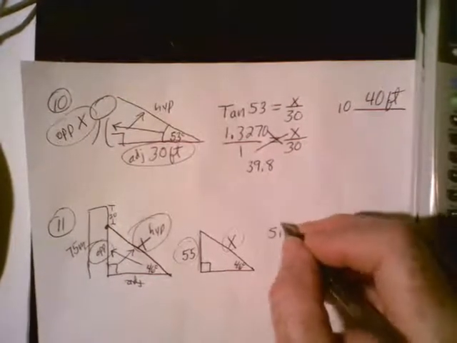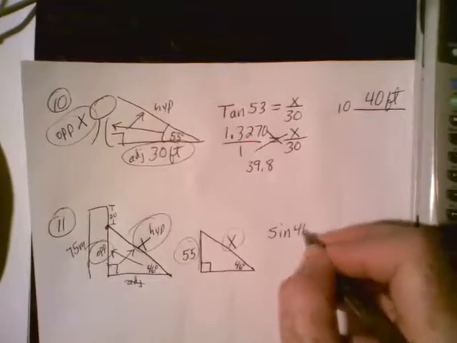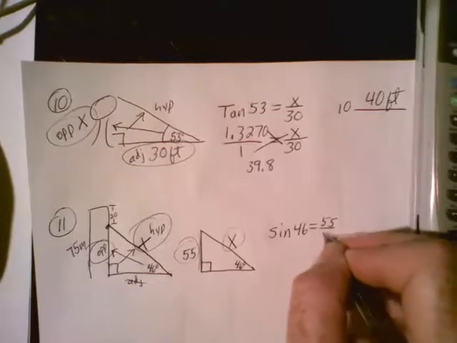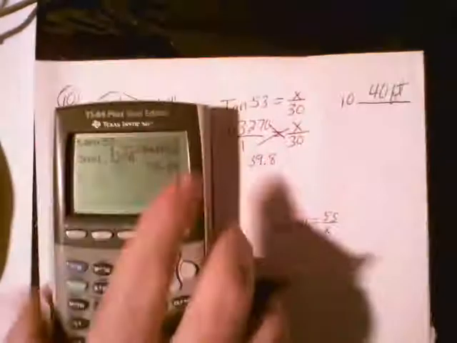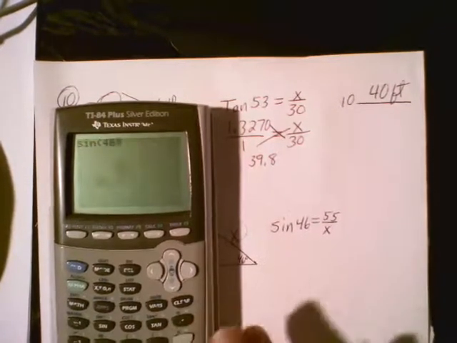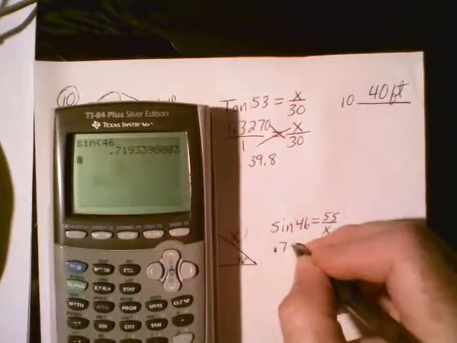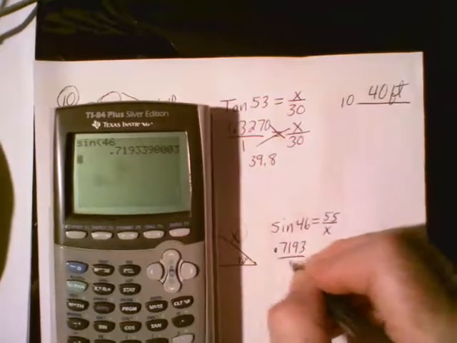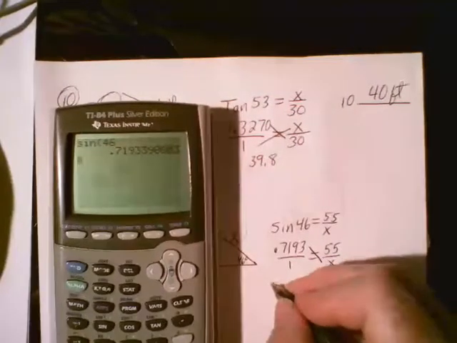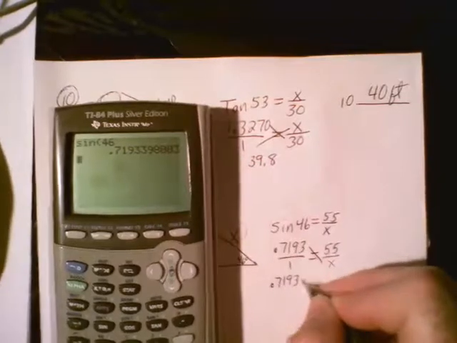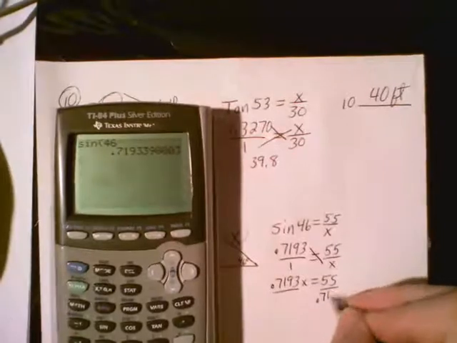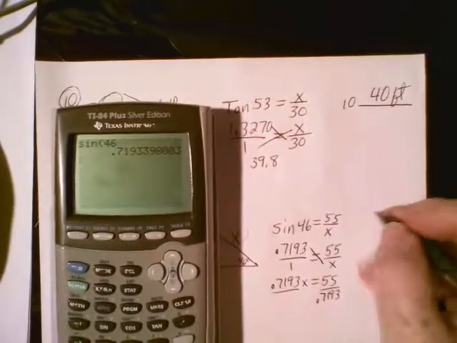So we do the sine of our angle, which is 46, equals the opposite, which is 55, over the hypotenuse, which is X. We grab our calculator and put in sine 46, and get that decimal, 0.7193, put a 1 under that. 55 over X, we cross multiply, we get 0.7193X equals 55. Then we divide both sides by 0.7193, and that's going to tell us our answer.